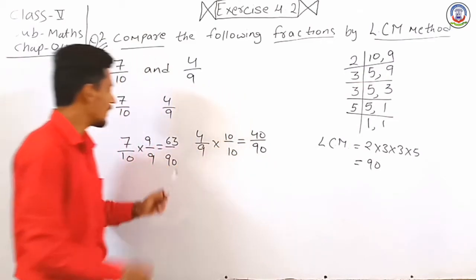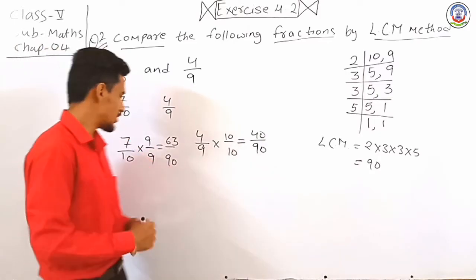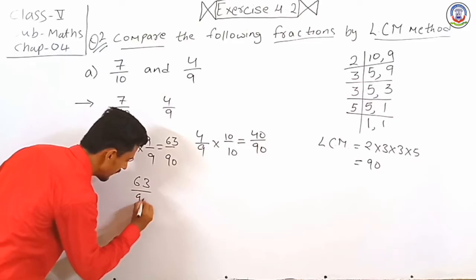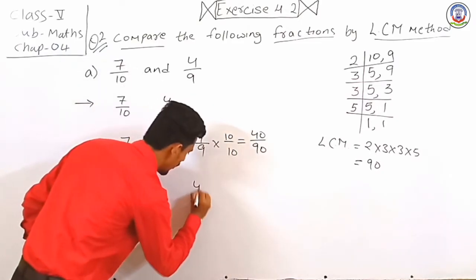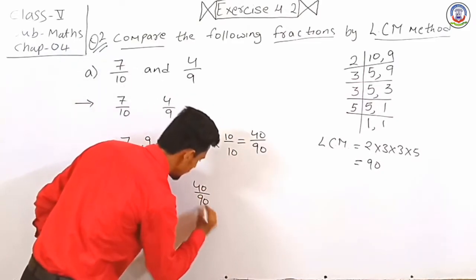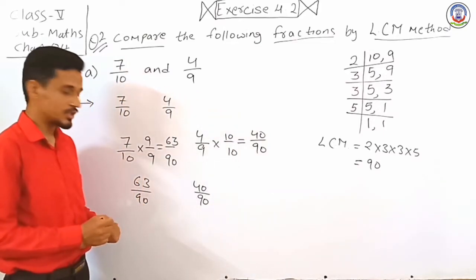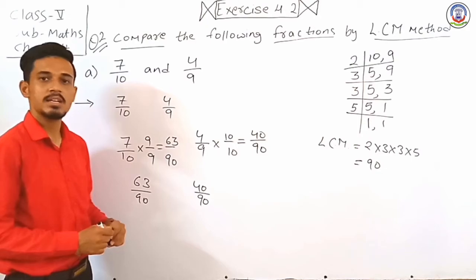Now we get these two fractions. So we write here 63/90 and here 40/90. Now these two fractions become like fractions because their denominators are same.